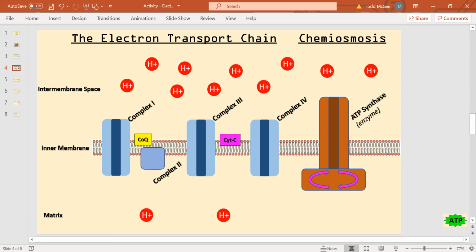This is called chemiosmosis. Once we create this proton gradient, there's a lot of pressure and they can't go back down this way. But they can find an opening somewhere, and here it is, an ATP synthase.